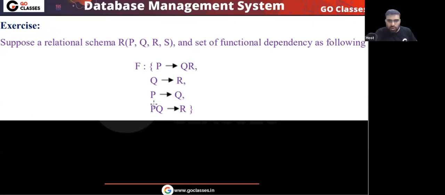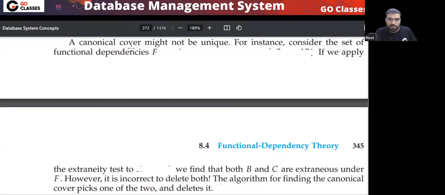So what can I do? I can delete this or I can delete this. One of them I can delete. So I will get multiple minimal covers. That is the reason I can say you don't have a unique minimal cover. Yes or no? Is this clear? Depending on which of them you delete, you can get different minimal covers.